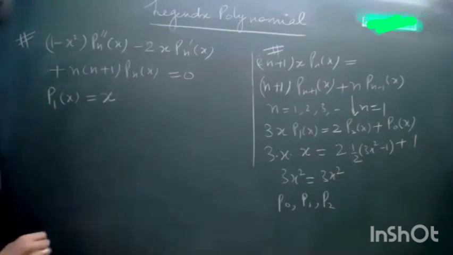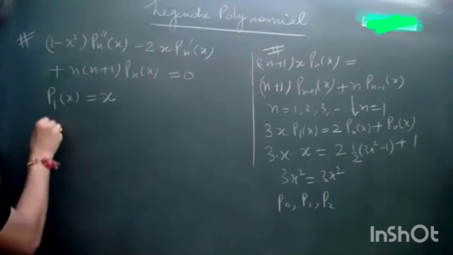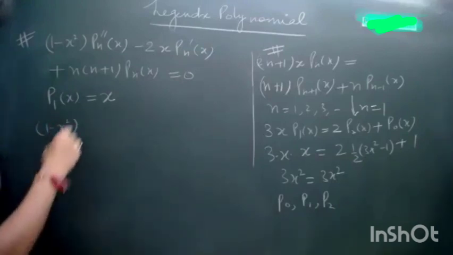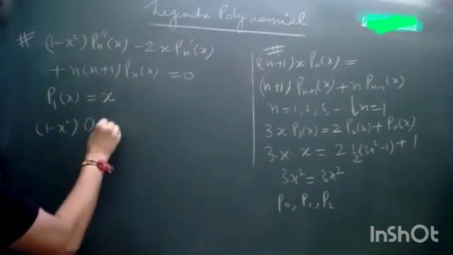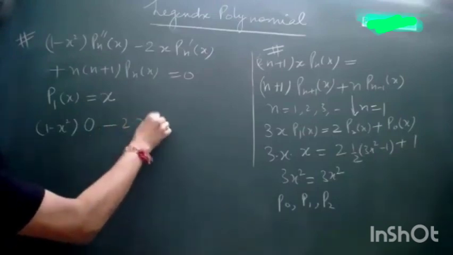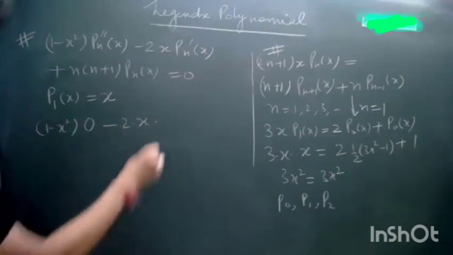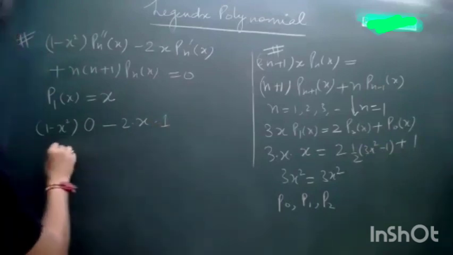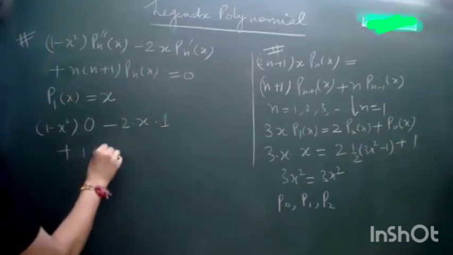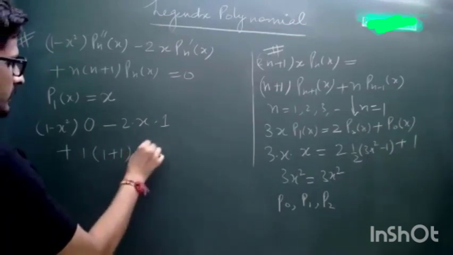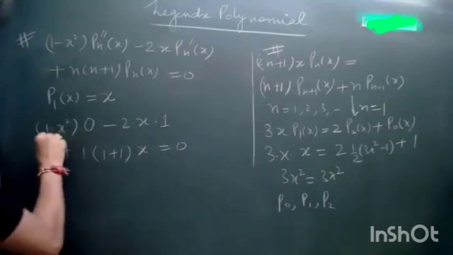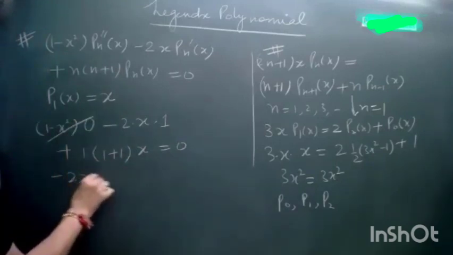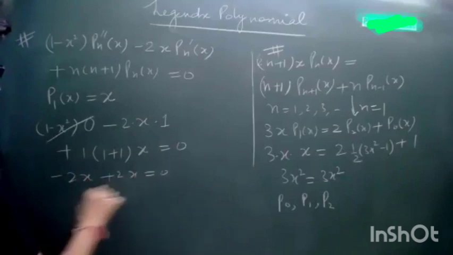Suppose I take n is equal to 1, so P1 is x. It becomes 1 minus x square P1 double dash, which gives 0, minus 2x P1 dash, which is 1, plus 1 into 1 plus 1 into x is equal to 0. So this term is 0, and minus 2x plus 2x is equal to 0. This is absolutely correct.